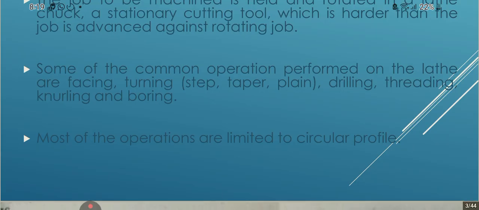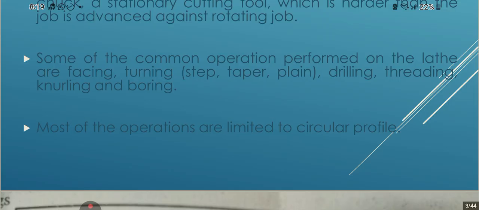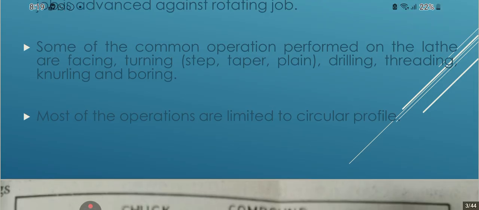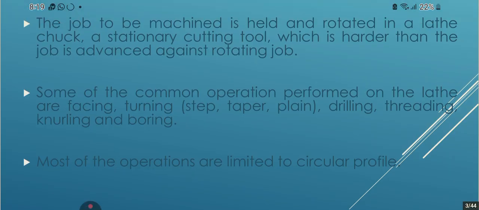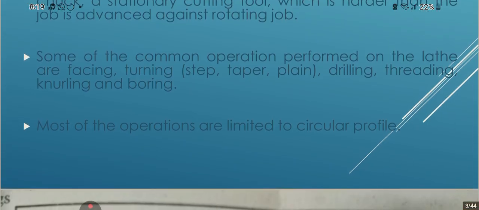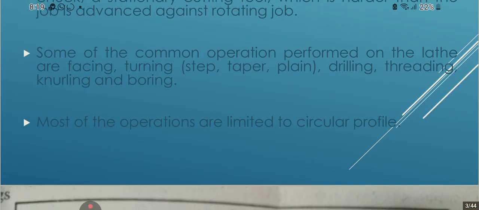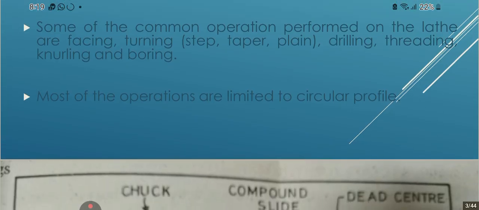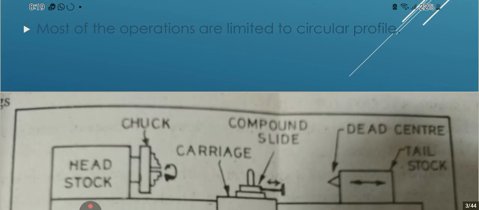Some of the common operations performed on the lathe are facing, turning, step taper, plane drilling, threading, knurling, and boring. Facing means making the face flat. Turning, maybe reducing diameter. Drilling holes. Threading means creating threads like on screws. Knurling, I forgot what knurling was. And boring means making the hole larger. So the operations are limited to a circular profile.